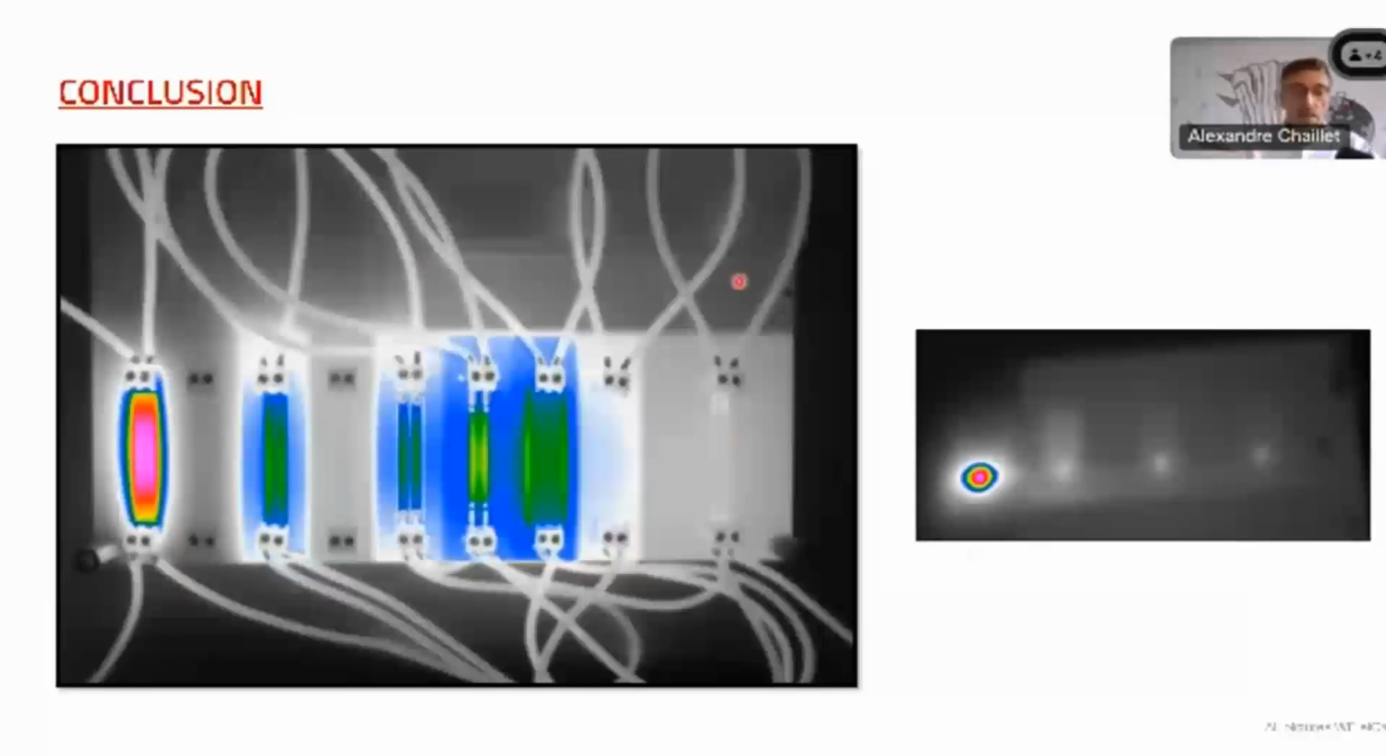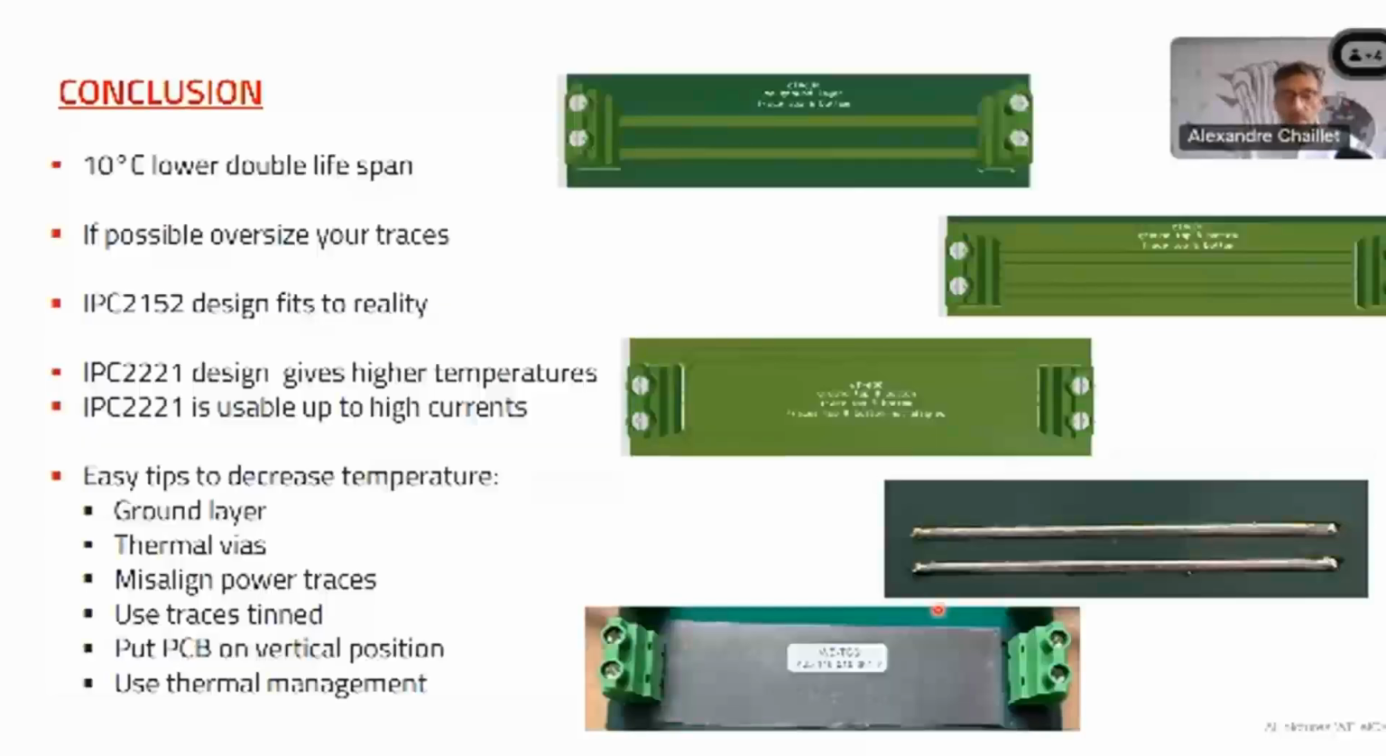Now you understood what happens in this video, and you know what this picture means also. So, conclusion. Here we learned that 10 degrees Celsius lower doubles the lifespan. Of course, if possible, oversize your traces, that's always the best, but sometimes you don't have enough space to do it.